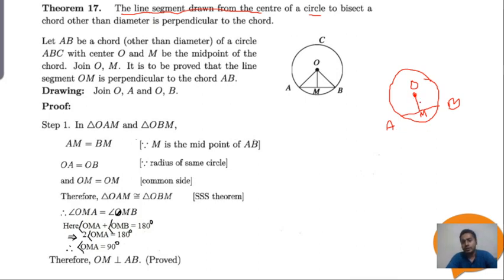So OM is the bisector of AB. Then we have to prove OM is perpendicular on AB. It is our required statement. Then we have to prove this. Okay, how can we prove it? My dear student, pay attention to this class.